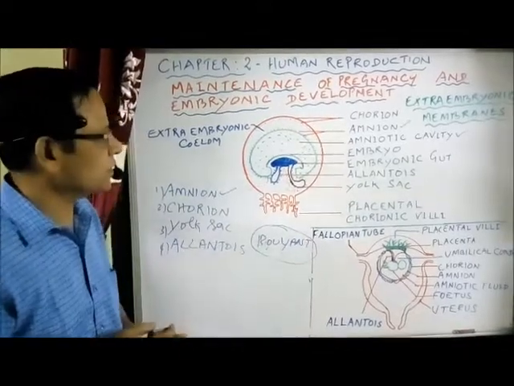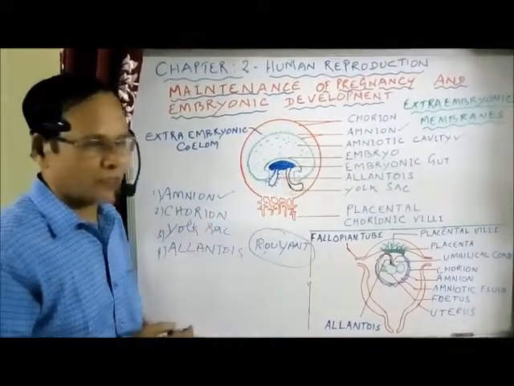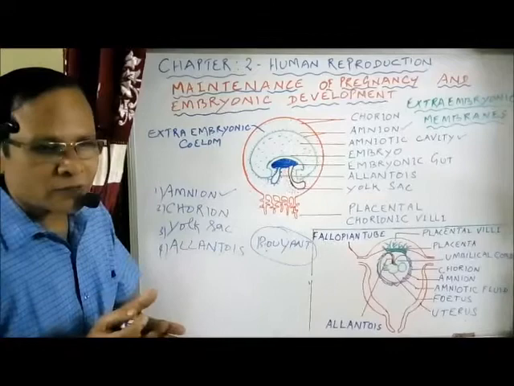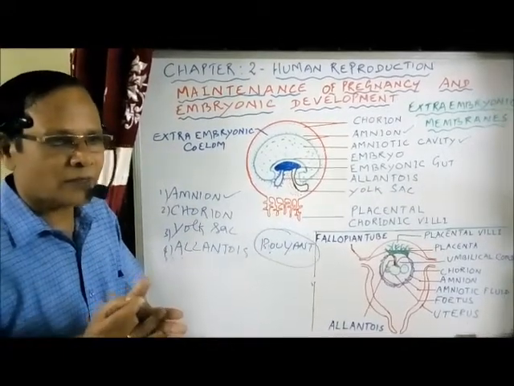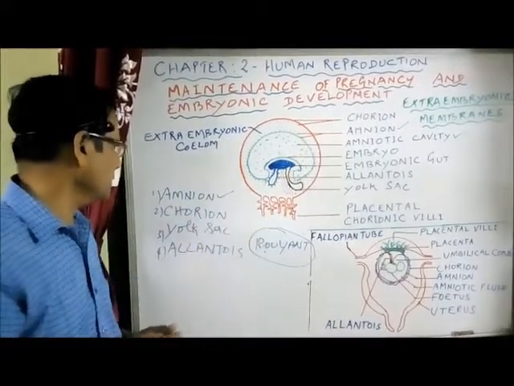The shaded region is the embryonic gut, to which is connected what's called the yolk sac. It is concerned with the formation of early blood cells and early blood vessels. That's about the yolk sac.